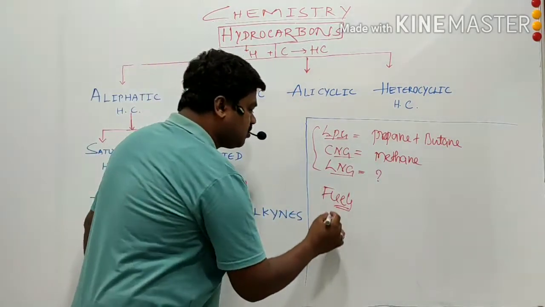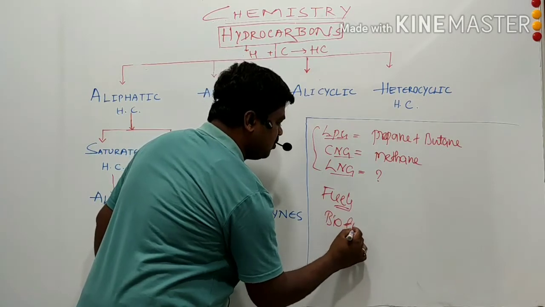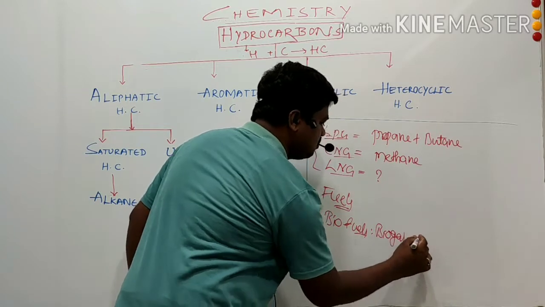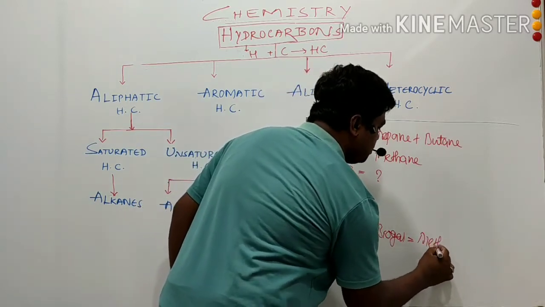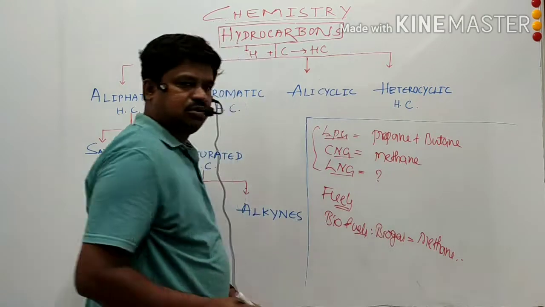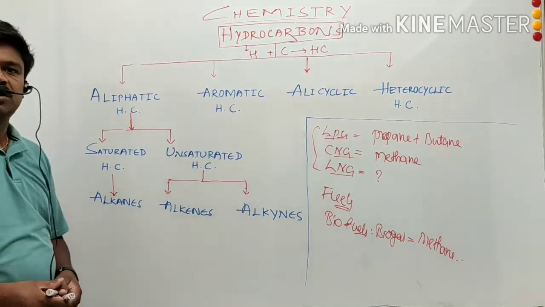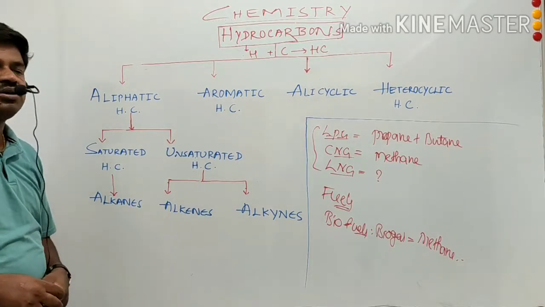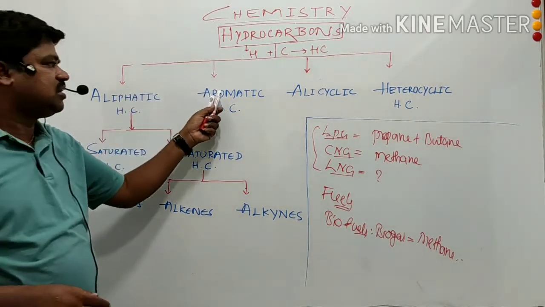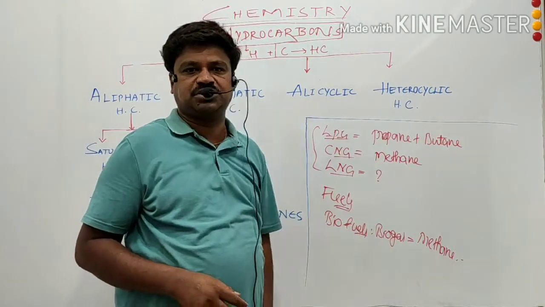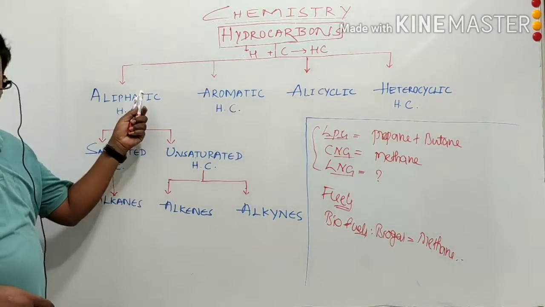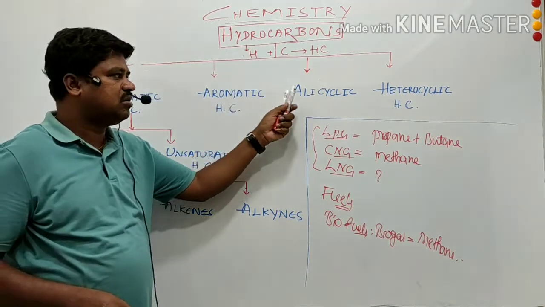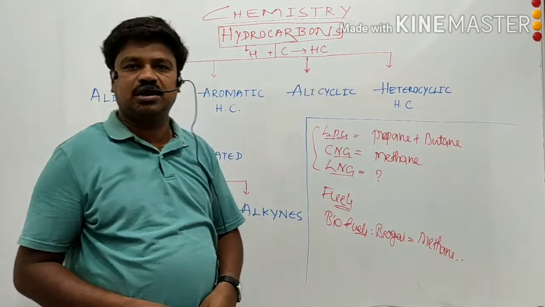And hydrocarbons are also used in biofuels and biogas. Biogas is also mainly made up of methane. So this is about uses of hydrocarbons. Coming to classification, there are four main types. Hydrocarbons are mainly classified into aliphatic hydrocarbons, aromatic hydrocarbons, alicyclic and heterocyclic.